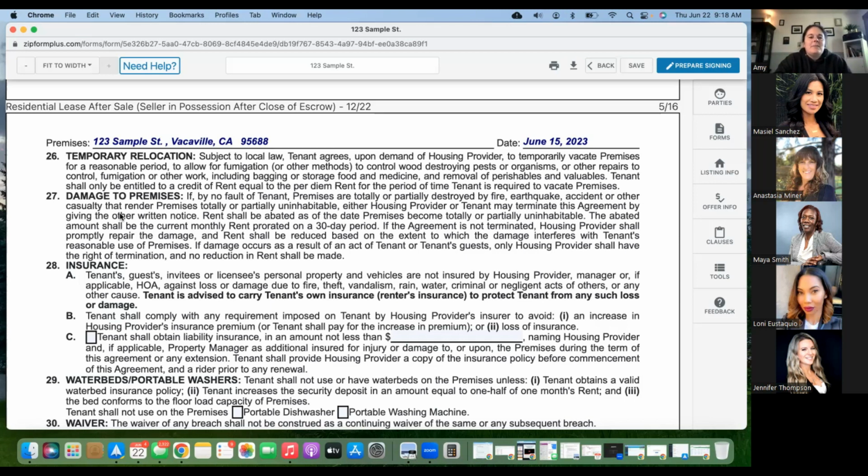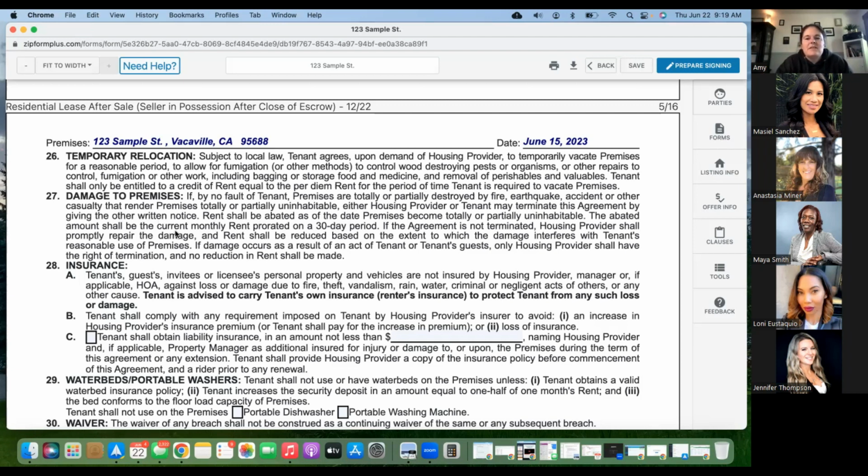Damage to premise. If, by no fault of tenant, premise are totally or partially destroyed by fire, earthquake, accident, or other casualty that renders the premise totally or partially uninhabitable, either the housing provider or tenant may terminate this agreement by giving the other written notice. Rent shall be abated as of the date the premise became totally or partially uninhabitable. The abated amount shall be the current monthly rent prorated on a 30-day period.